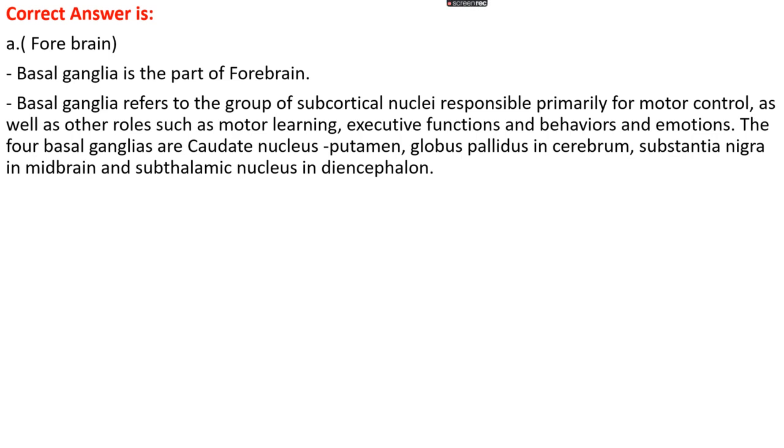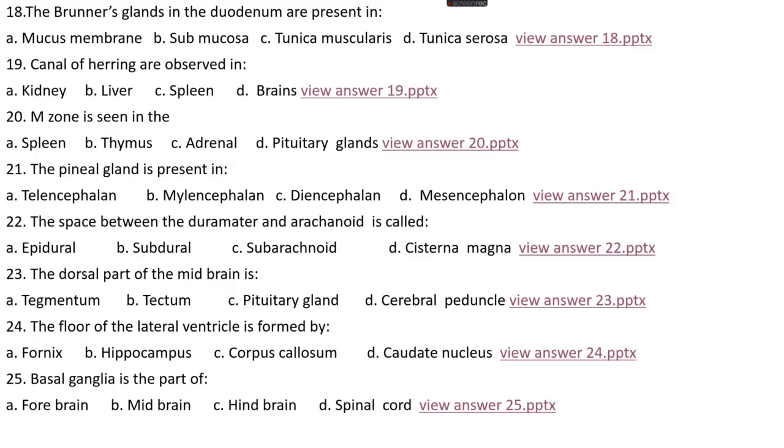Basal ganglia refer to the group of subcortical nuclei which is responsible primarily for motor control as well as other roles such as motor learning, executive functions, and behavior and emotions. The basal ganglia which are found in the brain are caudate nucleus, putamen, globus pallidus in the cerebrum, substantia nigra in the midbrain, and subthalamic nucleus in the diencephalon.